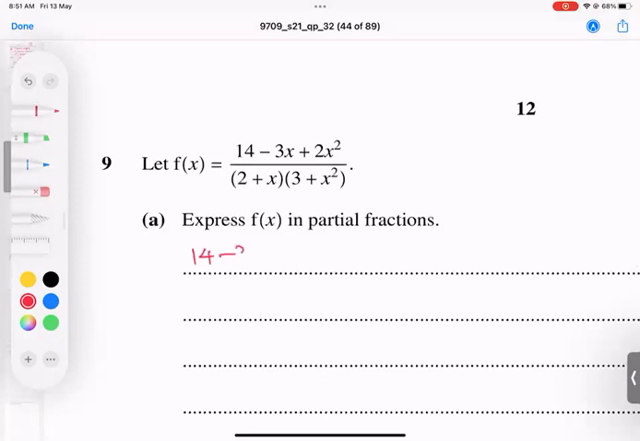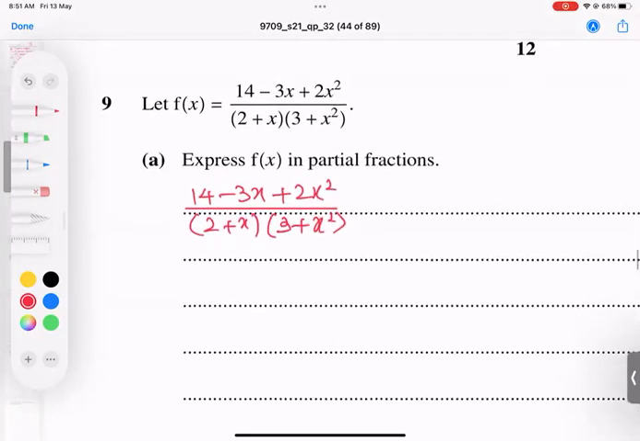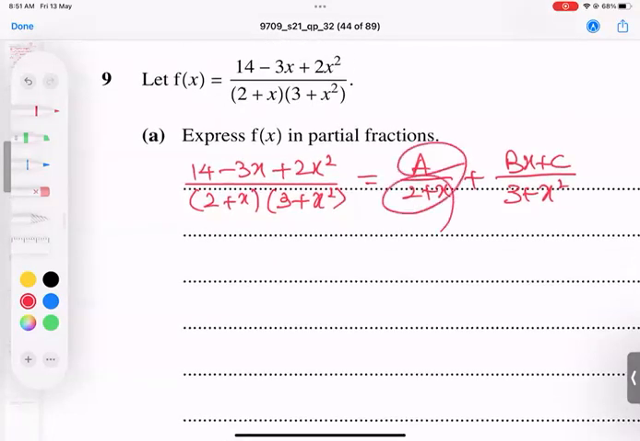So 14 minus 3x plus 2x to power 2, divided by (2 plus x) and (3 plus x) to power 2, equals A over 2 plus x, and Bx plus C over (3 plus x) squared. Because you know whenever linear comes, only a single variable comes. But if quadratic comes, always Cx plus D, Px plus Q, Lx plus M. This kind of format comes if we have a power 2 in the denominator.